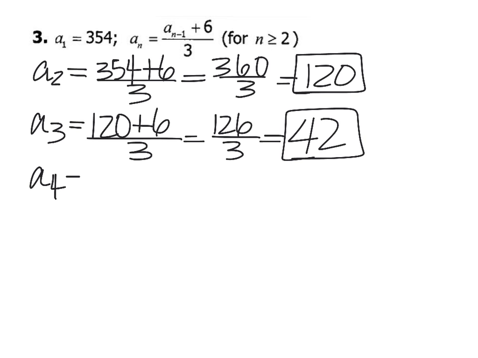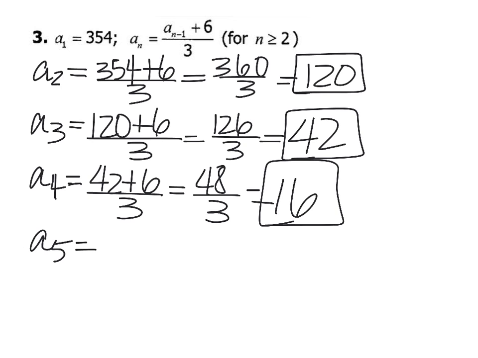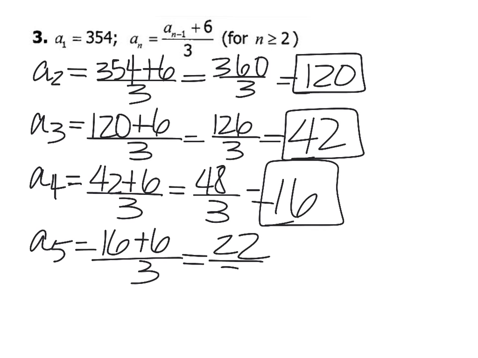To get our fourth term, take the previous term that we just found, 42. Add 6, divide by 3. 48 divided by 3 gives us 16. Then our fifth term, we do our previous term we just found, 16, plus 6 divided by 3, 22 divided by 3, and we're just going to leave it as an improper fraction, 22 thirds. All right, if you wanted to put in a decimal, you can. It's just easier. Why do the extra work? 22 thirds is the more accurate answer.